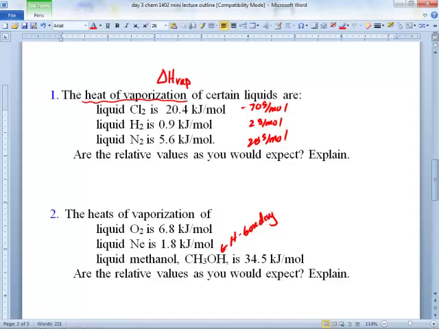What about the other two, though? Anybody see that? What's going on there? They're nonpolar, so it has to be London. So which one's bigger? Which one has more mass? O2, that's 32. What's neon? Neon is only like 21 or so, right? So van der Waals is what's going on there.